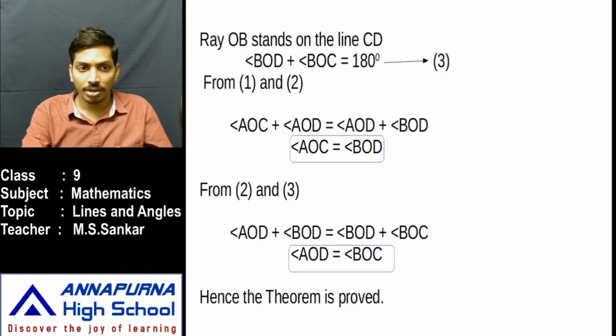Next, from equations 2 and 3, the right-hand sides are the same, so the left-hand sides are the same. Angle AOD plus angle BOD is equal to angle BOD plus angle BOC. Angle BOD and angle BOD are the same angles, so these two angles are cancelled. Angle AOD is equal to angle BOC. Hence the theorem is proved.